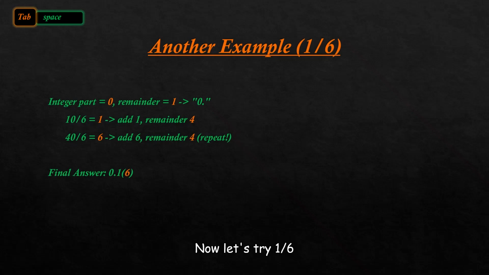Now let's try 1 divided by 6. Integer part 0. Start with 0. Remainder is 1. Multiply by 10. Divide by 6 gives 1. Append 1. New remainder is 4. Multiply by 10 we get 40. Divide by 6 gives 6. Append 6. Remainder is again 4. So the cycle is detected. The repeating sequence is just 6. Final result is 0.16 with 6 inside the parentheses.